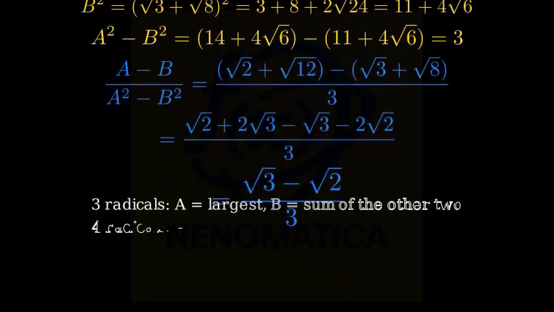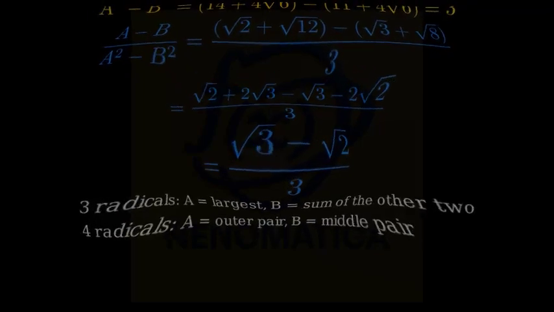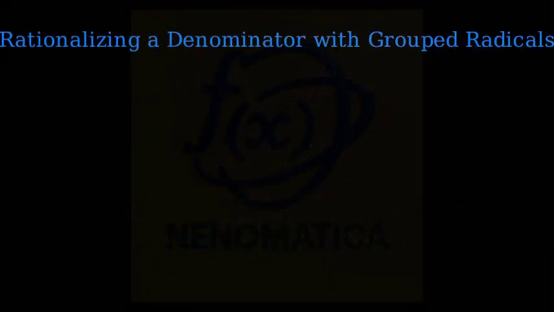Summary: for 3 radicals, group the largest alone, and the other 2 together. For 4 radicals, group the middle pair together, and the remaining pair together. Multiply by the conjugate of the 2 groups. This collapses the denominator to a single radical or a rational number, and then rationalize any remaining single radical if needed. Great work!